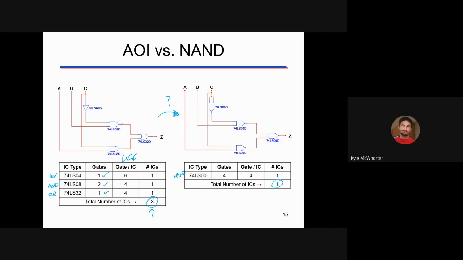So that's the benefit of converting from AOI into NAND, is that if we're able to simplify it, we can get away with a lot fewer integrated chips in our design, and fewer chips is lower cost of production. All right, so that is the end of that lesson.